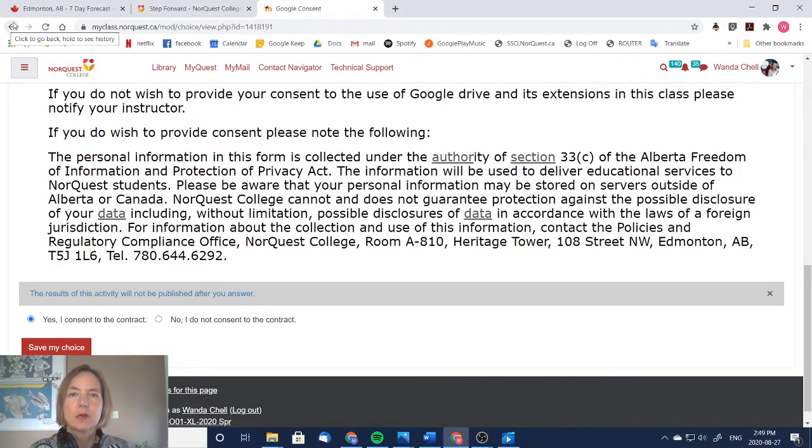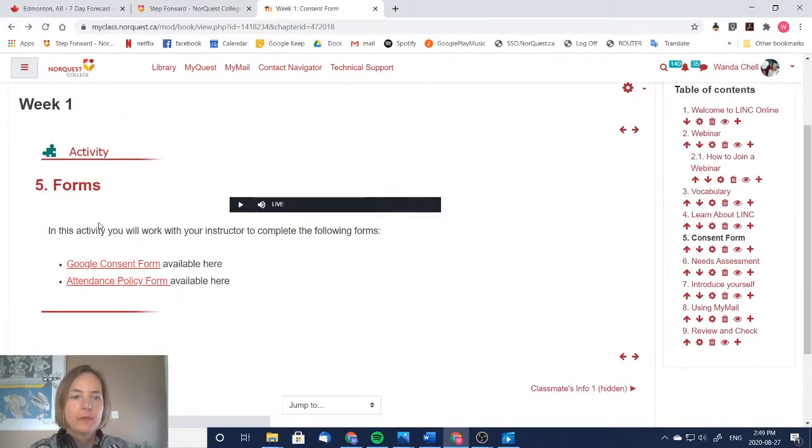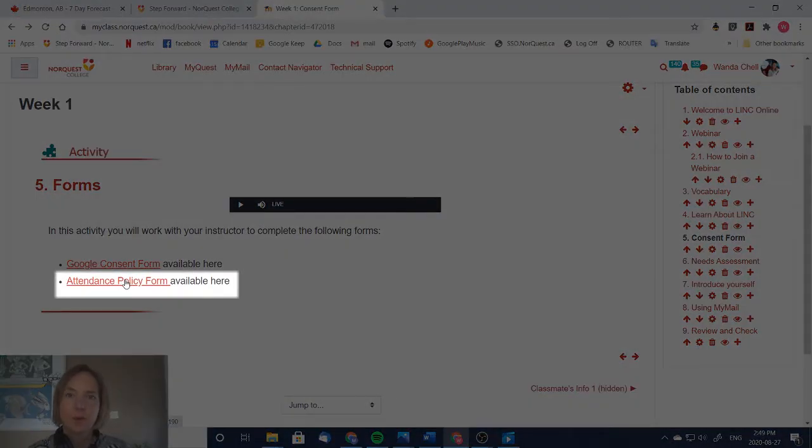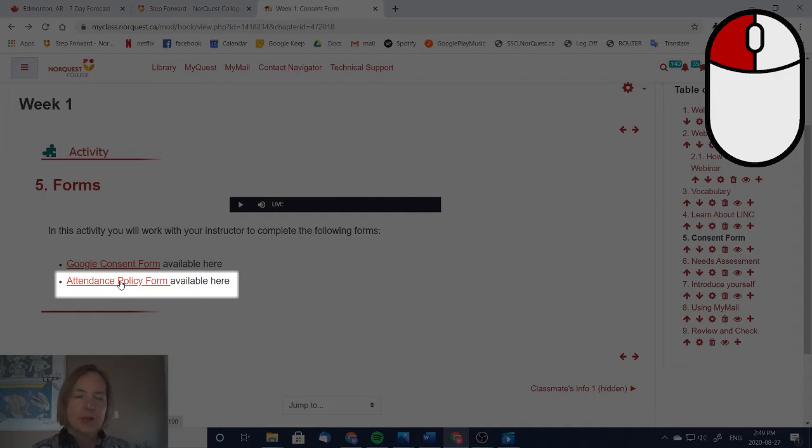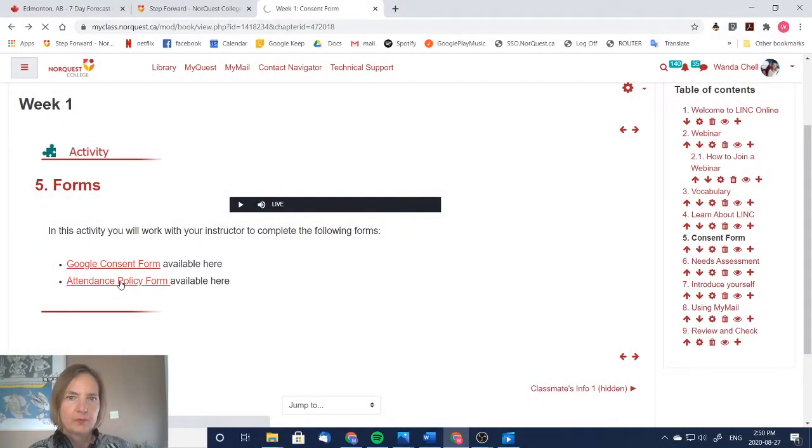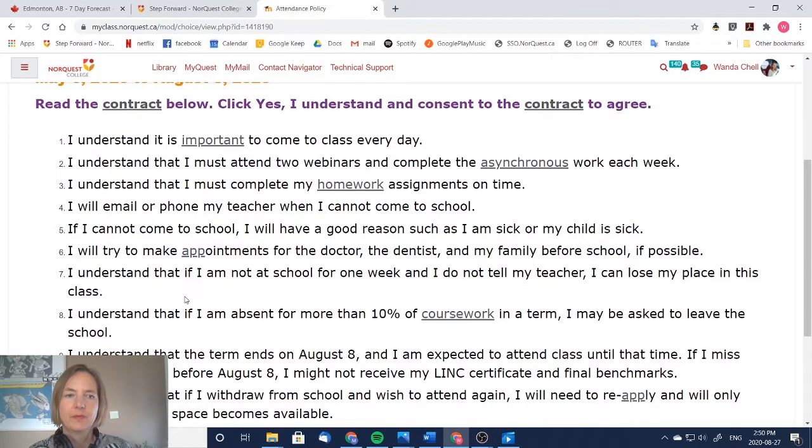So the next form we're going to do is the attendance policy form. This one's a little easier to understand. So I'm going to left click on the attendance form. And I'm going to ask you to read through it carefully. This attendance policy states that you understand that it is important to come to class every day, that you must attend 2 webinars a week, and that you must complete asynchronous work each week.